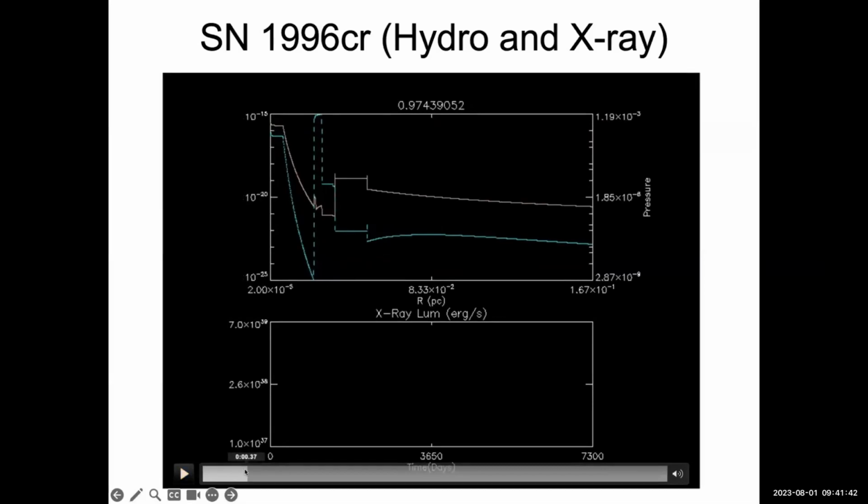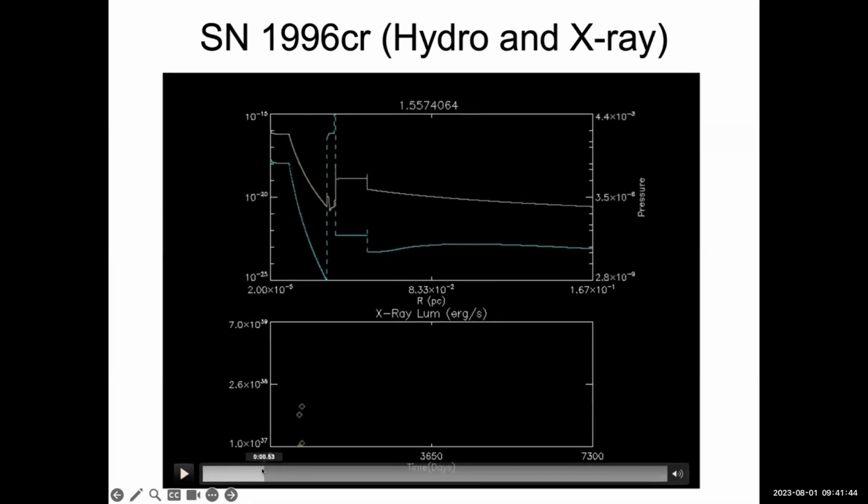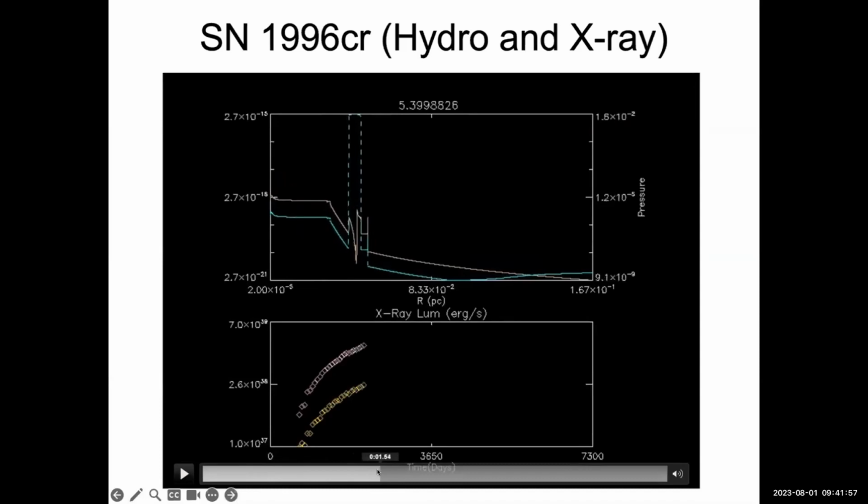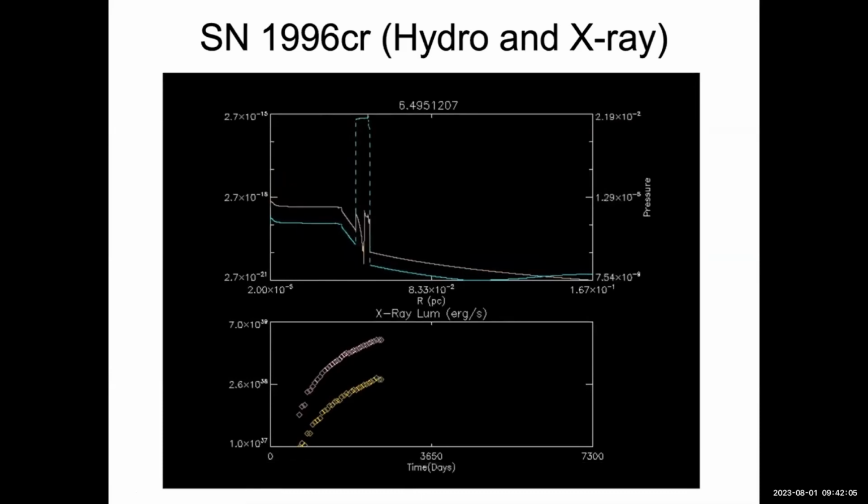But if we let it go on, the moment the supernova shock hits the high density region, you can see that the X-ray emission begins to rise. This X-ray emission will continue to rise as the supernova expands into the high density region. So you can see that it continues to rise. Eventually, it'll sort of become stabilized. And you can see that the supernova shock is now at the edge of the high density region.